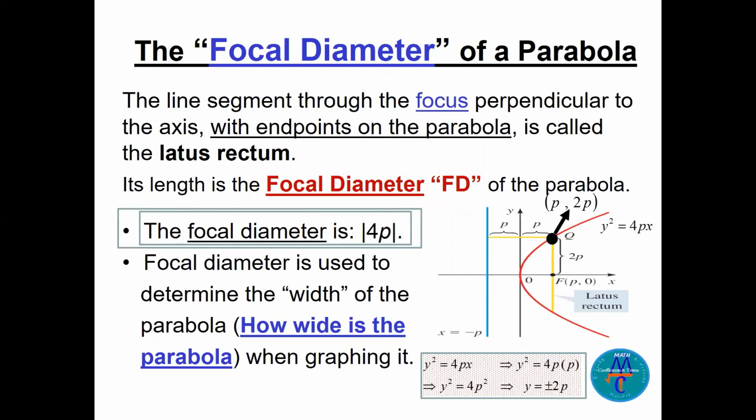Now, focal diameter, we need to define a focal diameter.